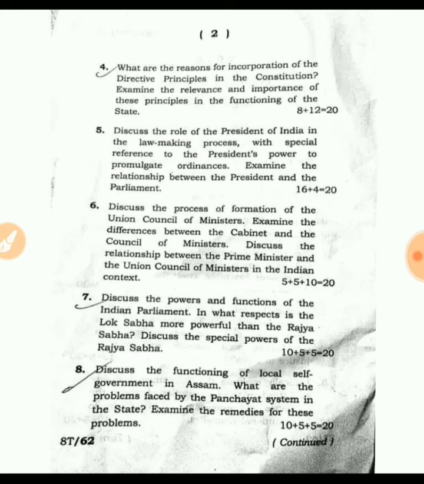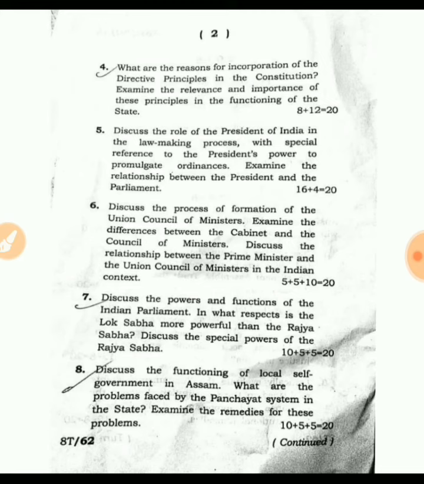Question number 6, discuss the process of formation of Union Council of Ministers. Examine the difference between the Cabinet and the Council of Ministers. Discuss the relationship between the Prime Minister and the Union Council of Ministers in the Indian context.